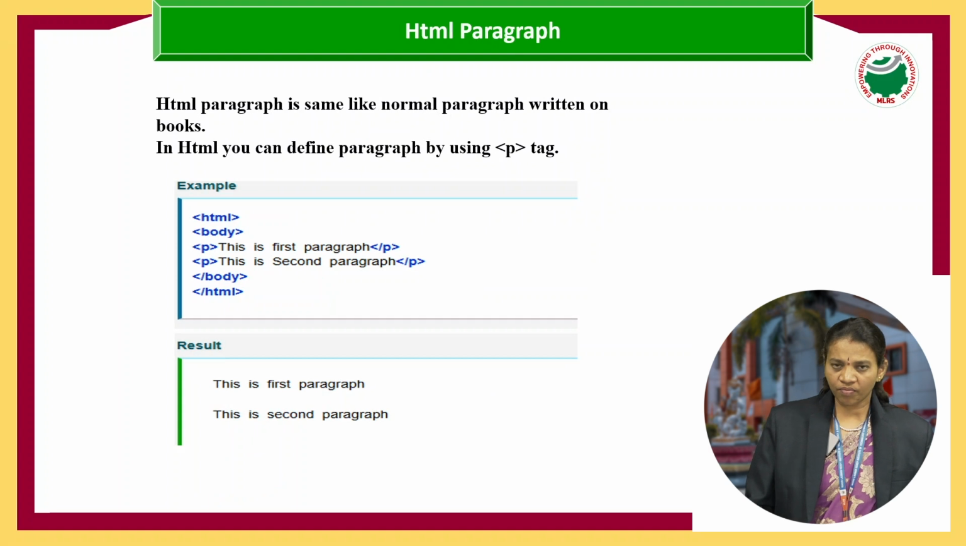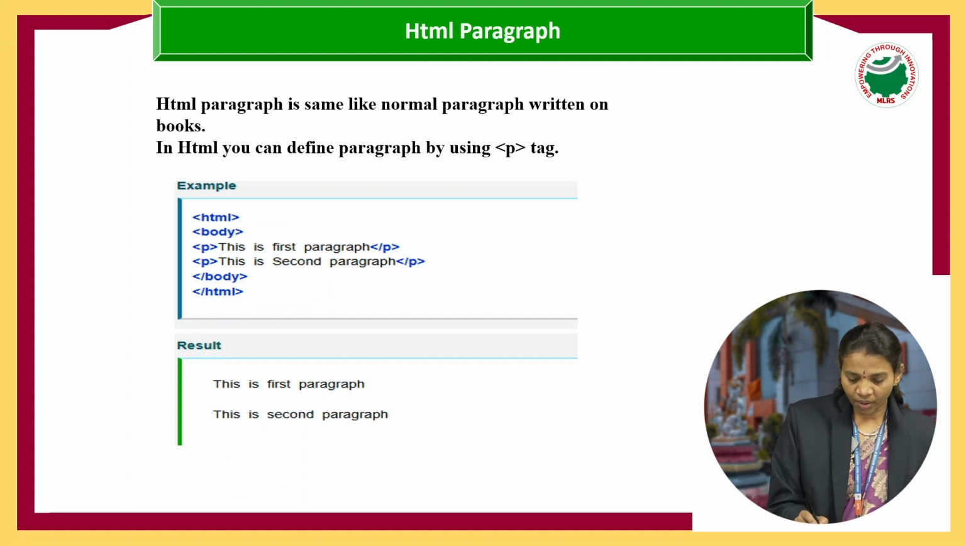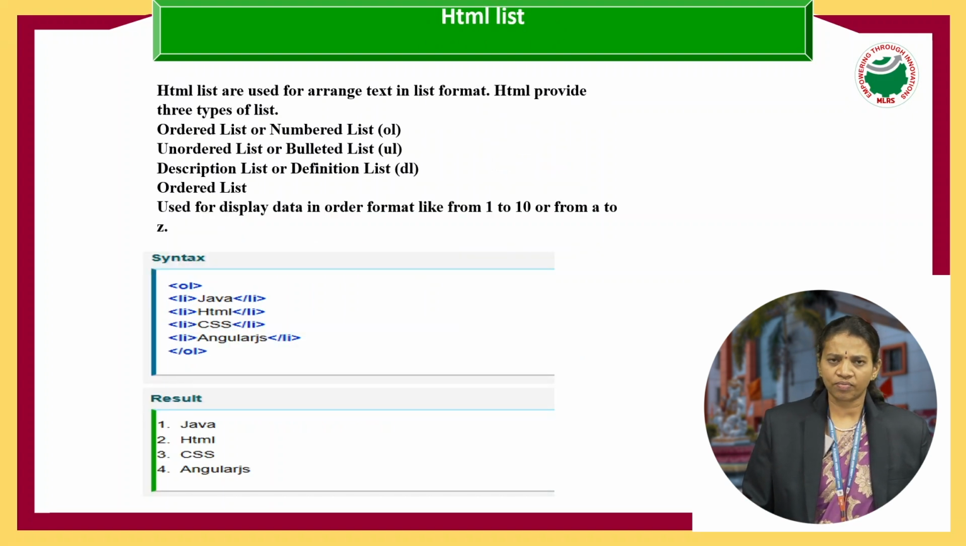HTML paragraph. Paragraph means whenever you are displaying any text, we use the P tag. The paragraph tag we are using. HTML list. What is the use of a list? A list is used to arrange data in a specific format. Whatever small, specific information you want to display, we use a list.